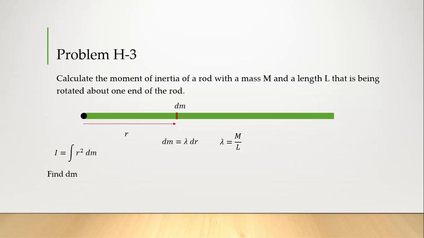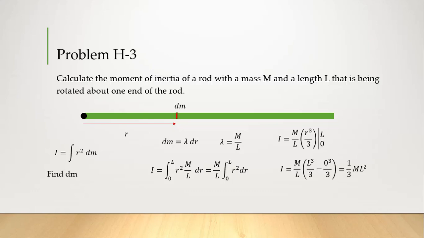Well, if I plug that into my equation and make it a definite integral, the value of r can range from 0, that's all the way back at the axis of rotation, all the way to L, the end of the rod. And so I'd say I is equal to the integral from 0 to L of r squared m over L dr. And if I rearrange this, the m over L comes out of there, and we get m over L, integral from 0 to L, r squared dr.